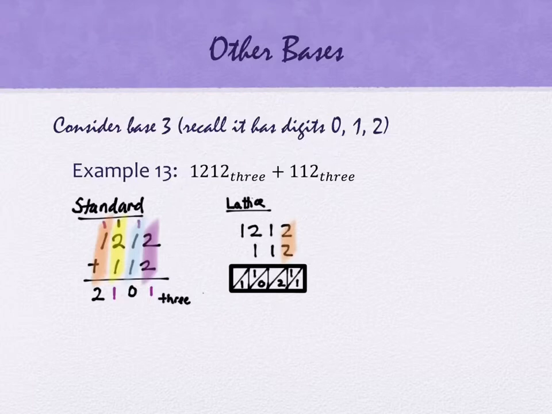Okay, if I were doing this problem and I were working base 7, the top box would be the number of 7's and the bottom box would be the number of 1's. If I were working in base 12, the top box would be the number of 12's, the bottom box would be the number of 1's. Okay? So let's finish this now.